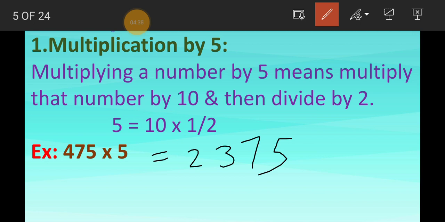Now you will again say, 3 digit multiply by 1 digit is very easy for me. Why should I go for this method? See students, it is not compulsory that you have to do the multiplication by this method only. We can multiply a number by using many methods.